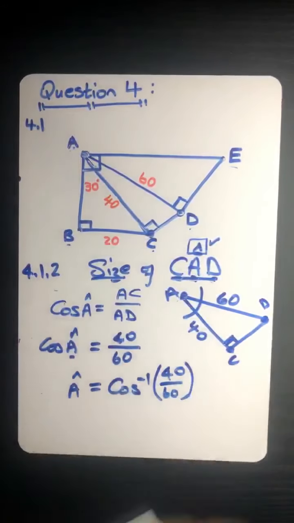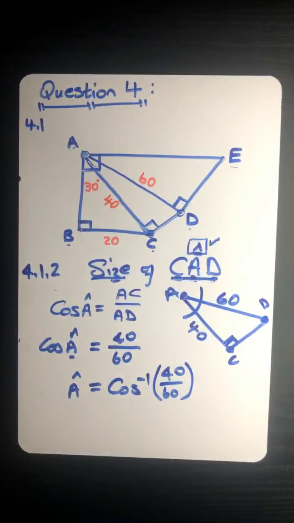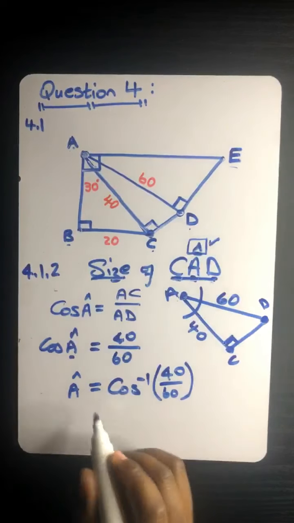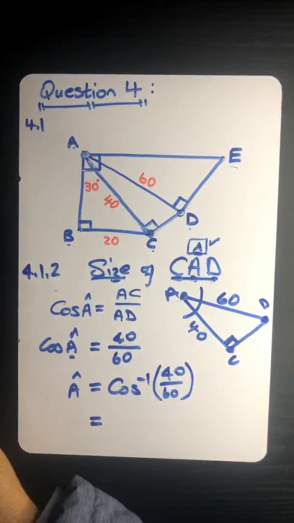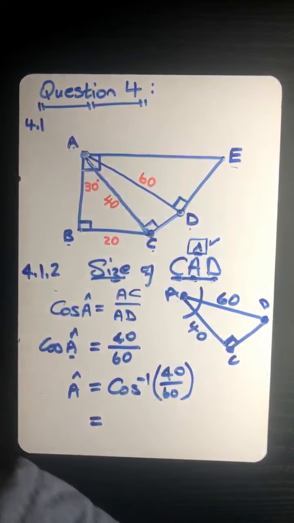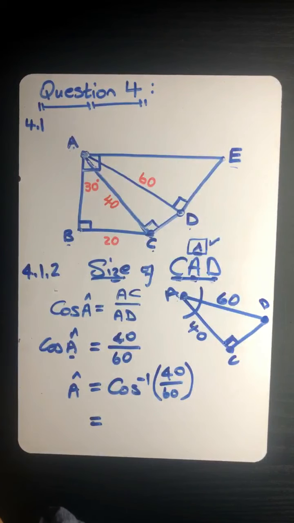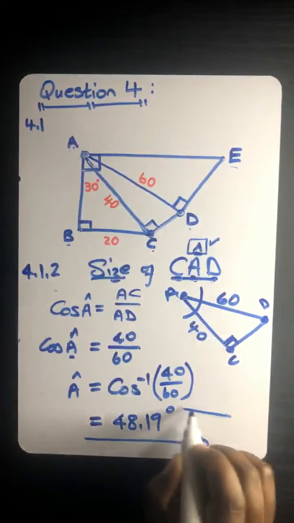Lerato, can you tell them about their calculator in terms of the mode? The calculator must always be in degree mode. Ladies and gentlemen, your calculator must at all times be on degree mode. So what are you getting when you punch that? It's 48.19 degrees. Do you agree with that answer? Yes. So now you've got 48.19 degrees. It is very important, ladies and gentlemen, that you write that degrees.